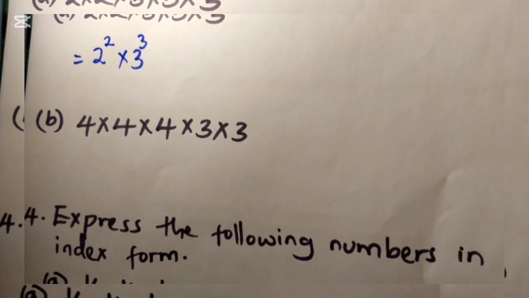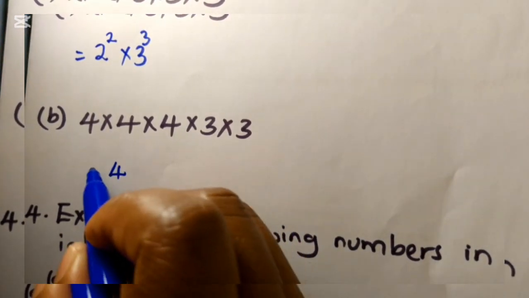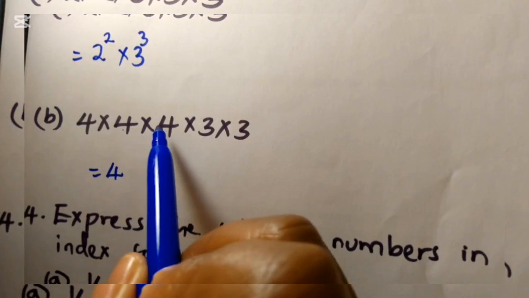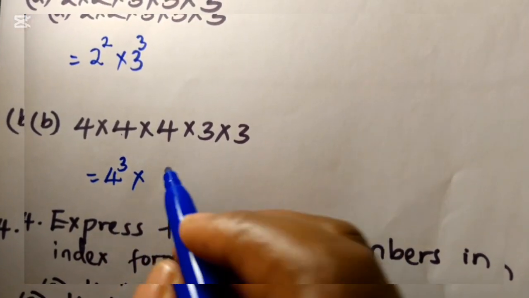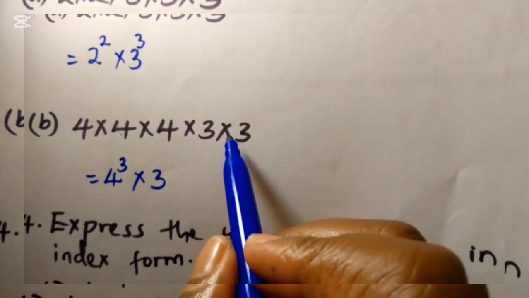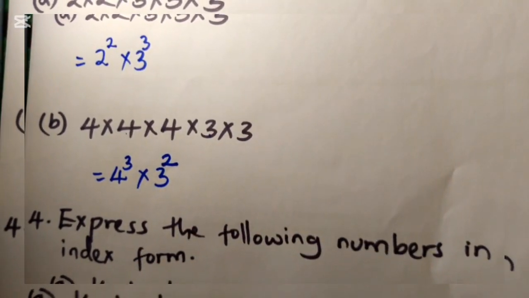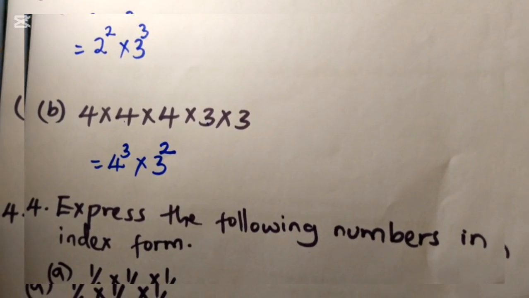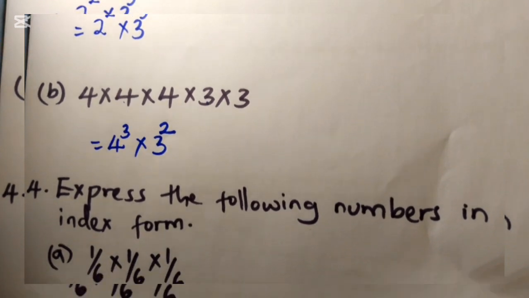The same happens to these. We have 4. 4 has been multiplied by itself how many times? 1, 2, 3. So 4 power 3 multiplied by 3 how many times? 1, 2. 3 power 2. You can see that we are expressing numbers in index form.